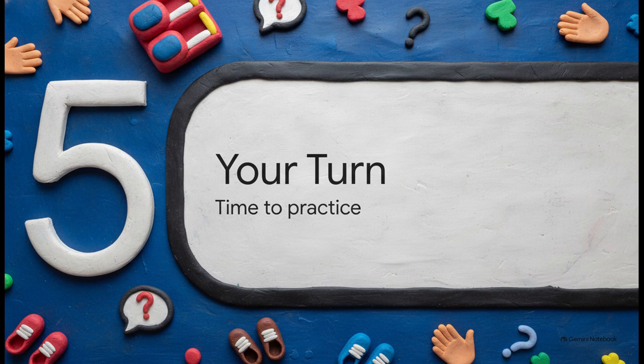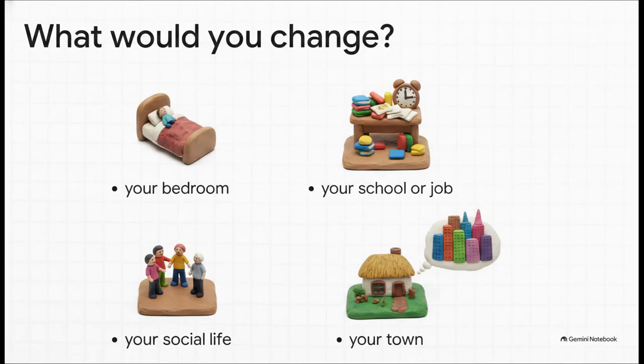So let's head into our final section. Your turn to practice. Take a second and really think about your own life. What would you change about your bedroom right now? Is it way too hot? Then maybe you'd say, I wish it were cooler. What about your job or your school? Are your classmates being way too loud? You could say, I wish they wouldn't talk so loudly. Run through your town, your social life, your daily routine, and just practice applying these. Remember, use that past simple rule for hard realities and the would rule for those pesky annoyances.